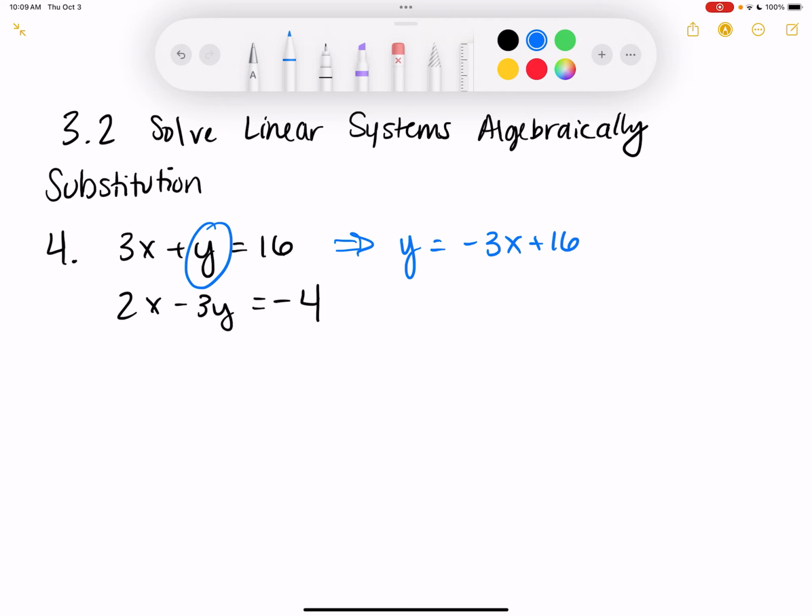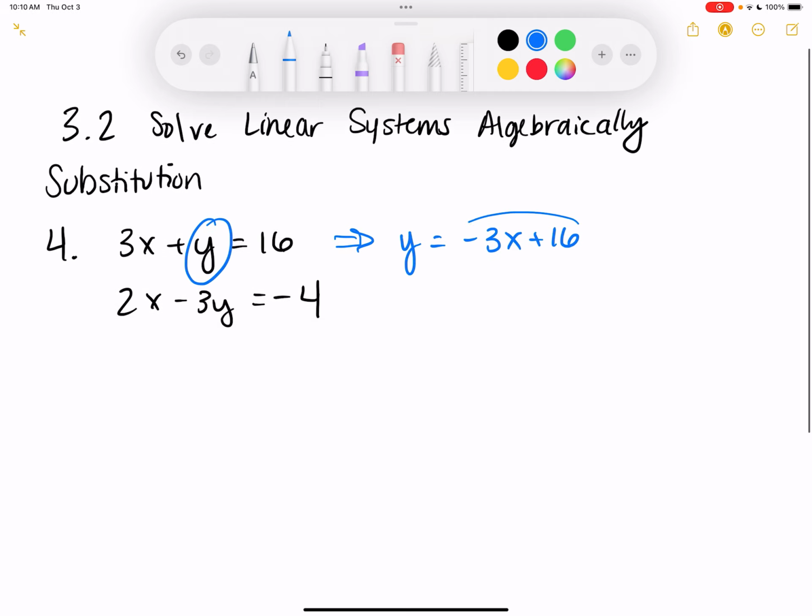So now I'm going to take this right here, and I'm going to plug it in for y in this other equation.